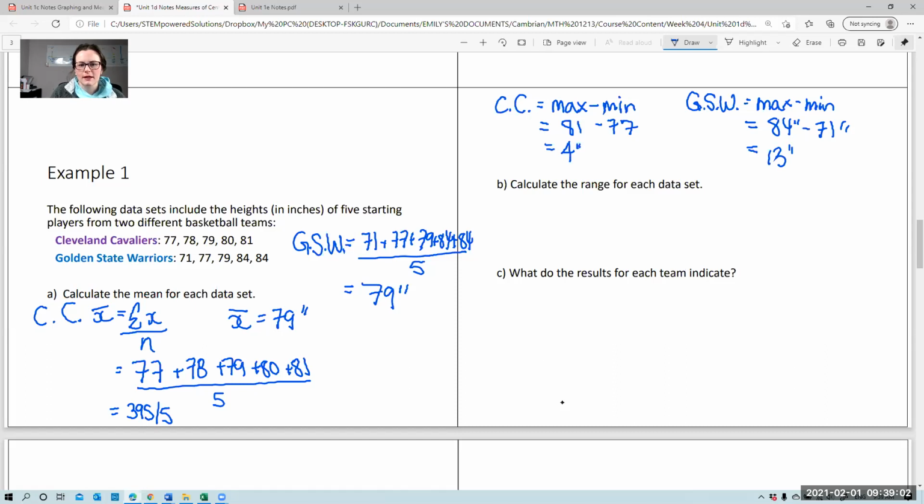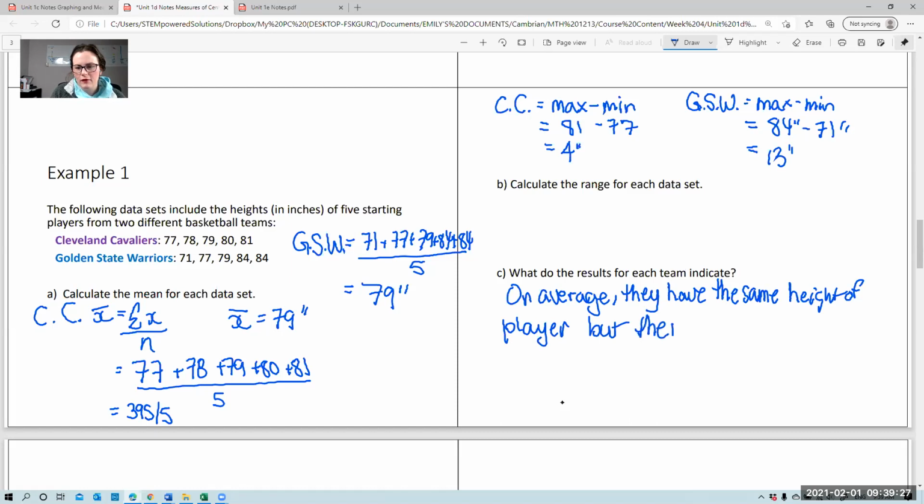What do the results of each team indicate? So they have, on average, the same heights, the same height of player, but the ranges of their players vary greatly, because basically 13 inches is much greater than 4 inches, just from looking at it, with respect to 79 inches.